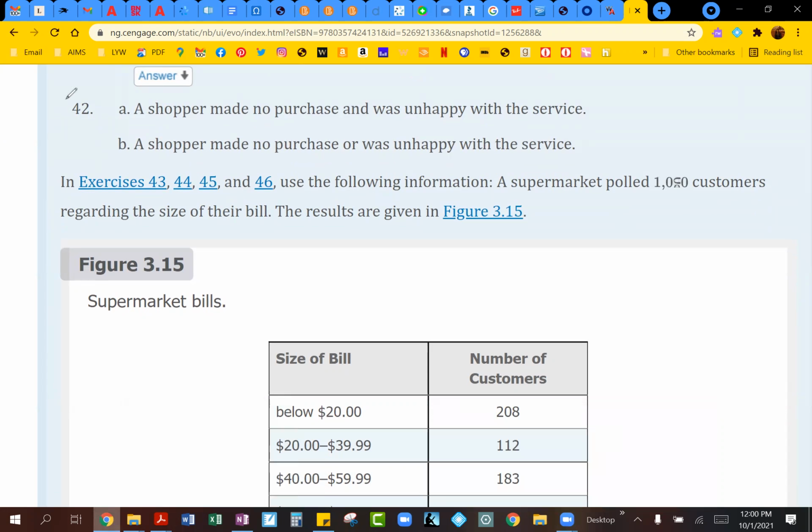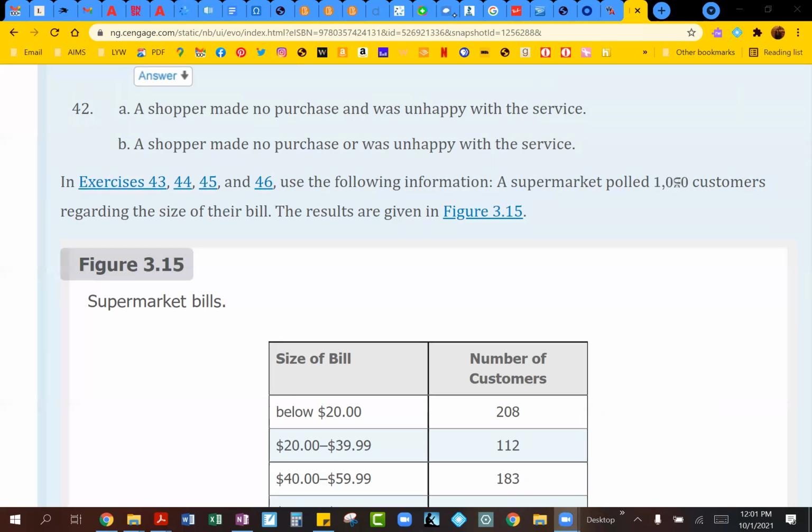There we go. So they want to know a shopper who made no purchase and was unhappy with the service, what would that probability be? And a shopper who made no purchase or was unhappy with the service. So you will see they're talking about the same thing, no purchase and was unhappy, but the difference is this one here again has an and, this one here has an or. So how would those probabilities look, in terms of and or?